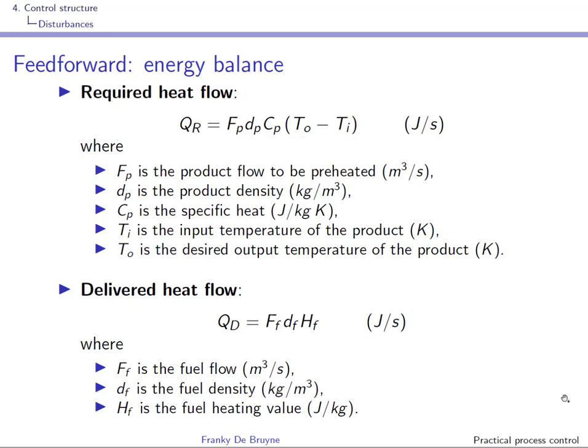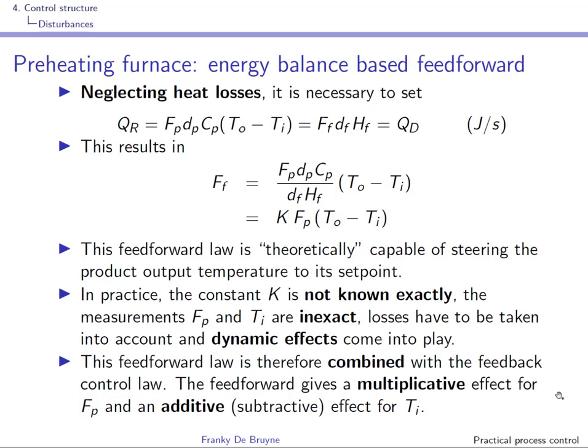The delivered heat flow is also expressed in joules per second, and again it's kind of obvious that it is proportional to the fuel flow and proportional to the fuel heating value. And to make sure that everything is correct with respect to the units, you have to multiply by the fuel density, and you can check that using this formula over here. You'll have something in joules per second that will correspond to the delivered heat flow. Well, if we neglect the heat losses in the preheating furnace, we can equate the required energy and the delivered energy, and this is the equation that you obtain.